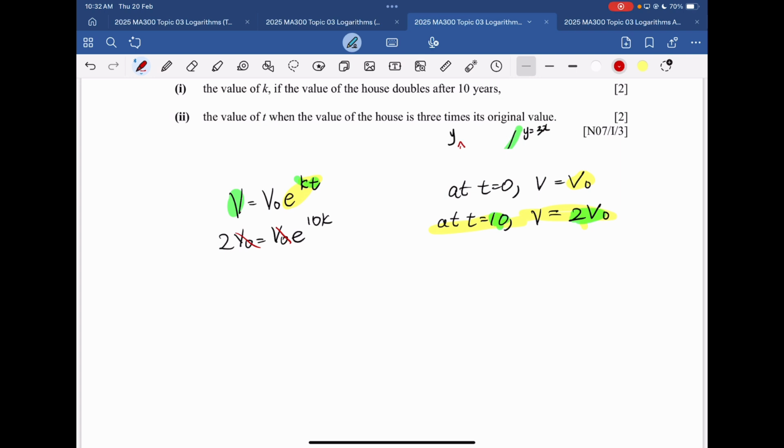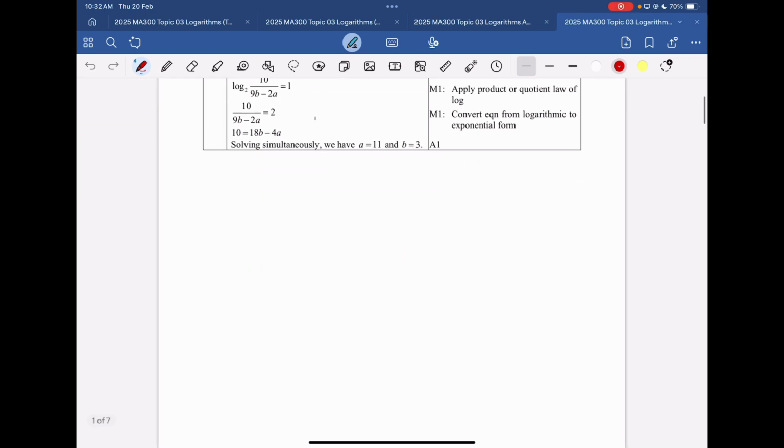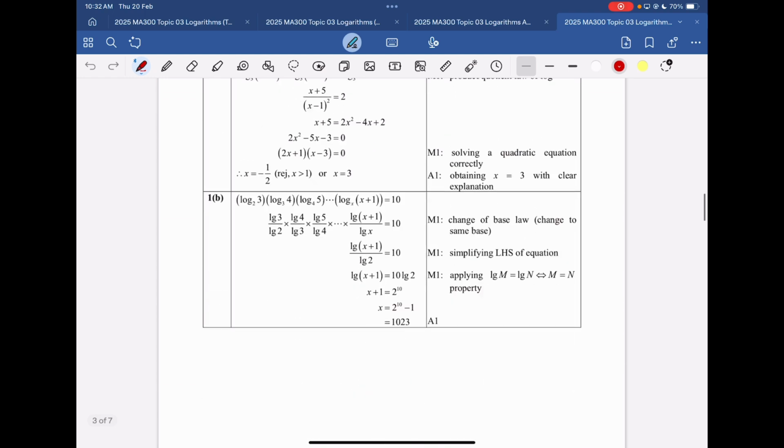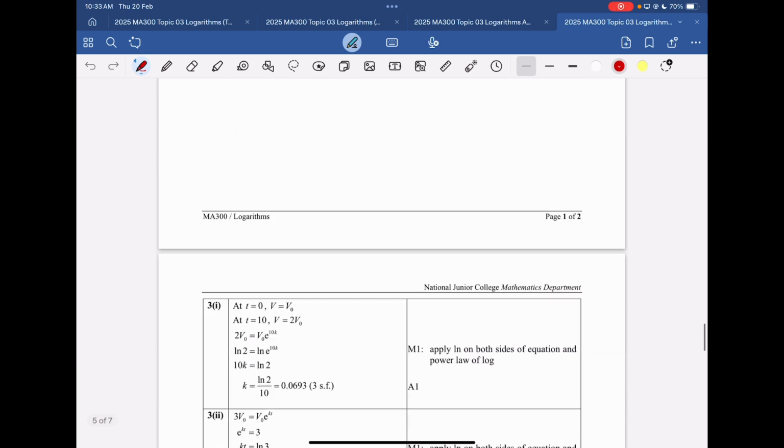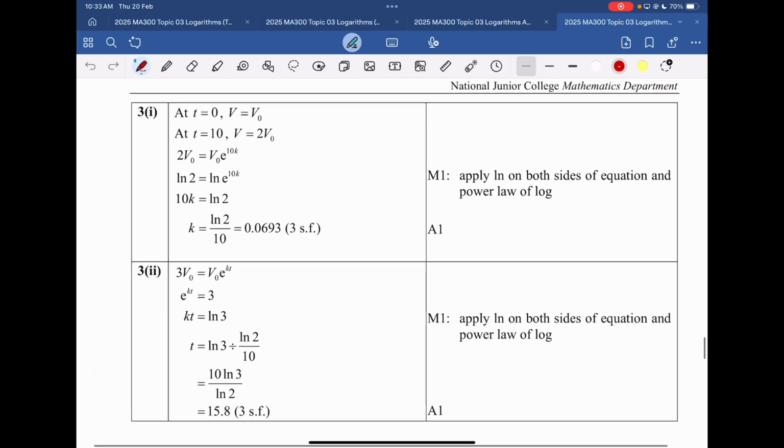Okay, I'm not sure. Let me check. I think so. It sounds like it. I was marking it recently. It sounds like what you are saying. 0.0693 is correct.